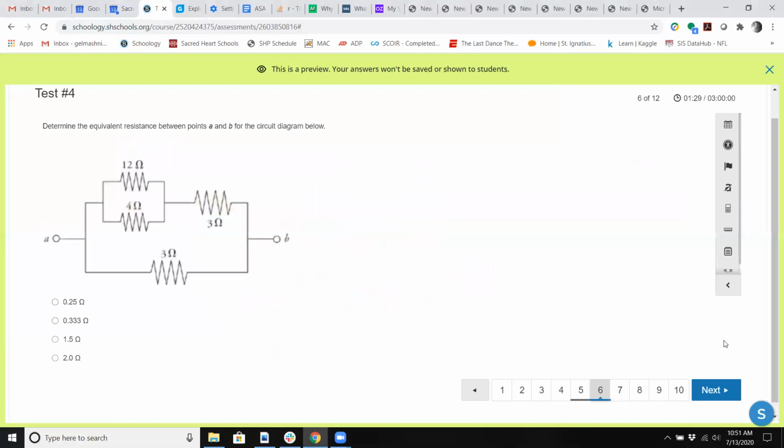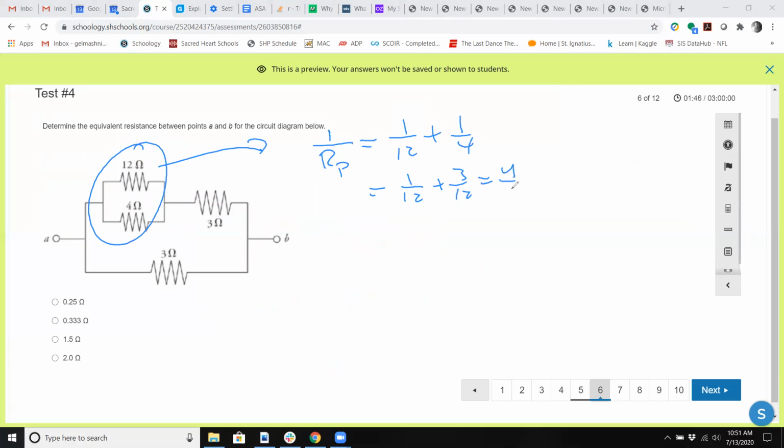Okay, I promise I will do better with this circuit problem. So you just want the total resistance. That's parallel. So it's 1/12 plus 1/4, which is 1/12 plus 3/12, which equals 4/12, which is 1/3. But you got to flip it. So RP is 3 ohms. So that counts as 3 ohms.